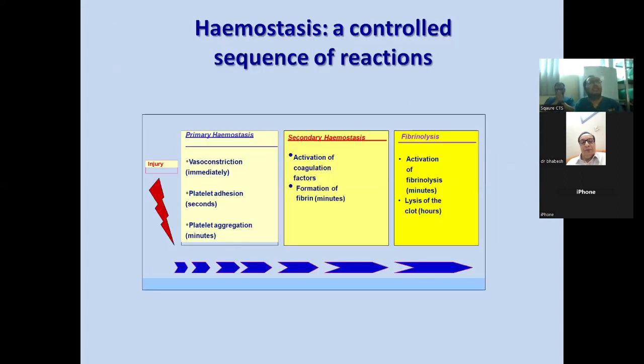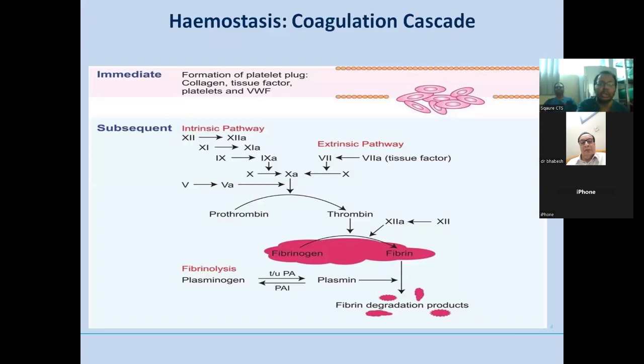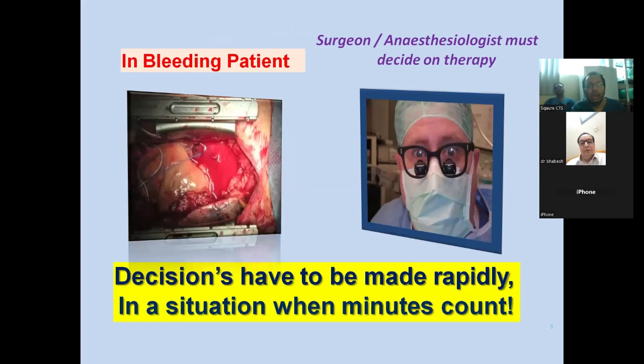These are some basic physiologies we have already known from the beginning of our training: when an injury occurs, there will be primary hemostasis, secondary hemostasis, followed by fibrinolysis. And this is the coagulation cascade containing the extrinsic and intrinsic pathways as well as the common pathway. I will not go into detail with these things. When a patient is bleeding, the surgeon or anesthesiologist must decide on the therapy. The decisions have to be made rapidly, in a situation when minutes count.